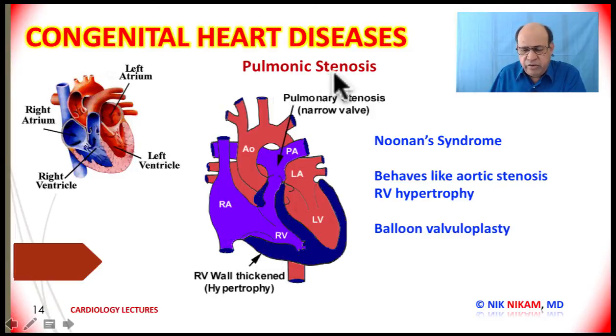Pulmonic stenosis should rhyme with Noonan's syndrome because patients with Noonan's syndrome have pulmonic stenosis in the majority of the cases. In most cases, this can be treated with a balloon valvuloplasty so that we can increase the orifice for the flow of blood from the right ventricle into the pulmonary arteries.